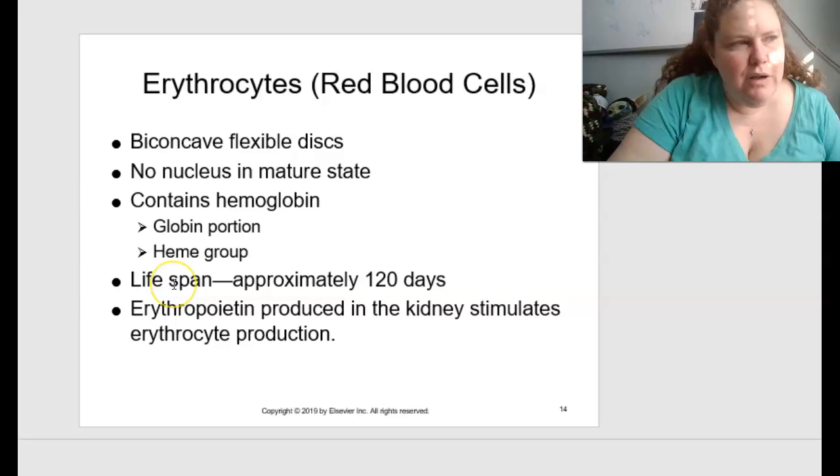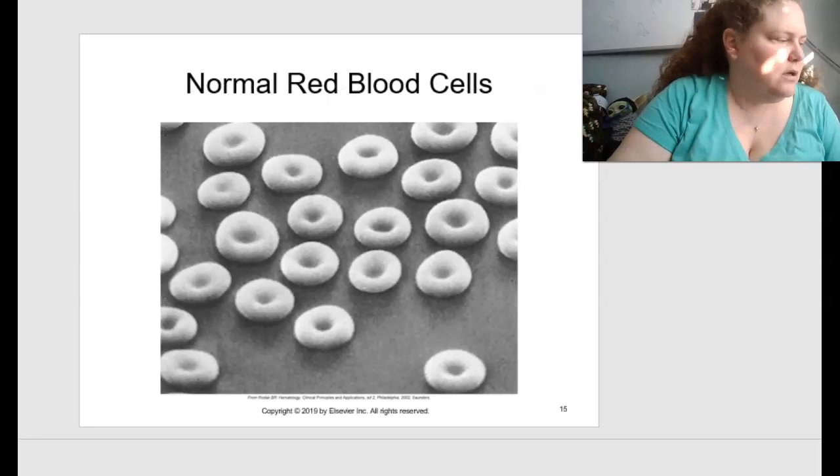The lifespan of a red blood cell is approximately 120 days, and erythropoietin is produced in the kidney, and then this is going to stimulate the erythrocyte production. So again, your body is just one well-oiled machine that really works together to make everything happen.